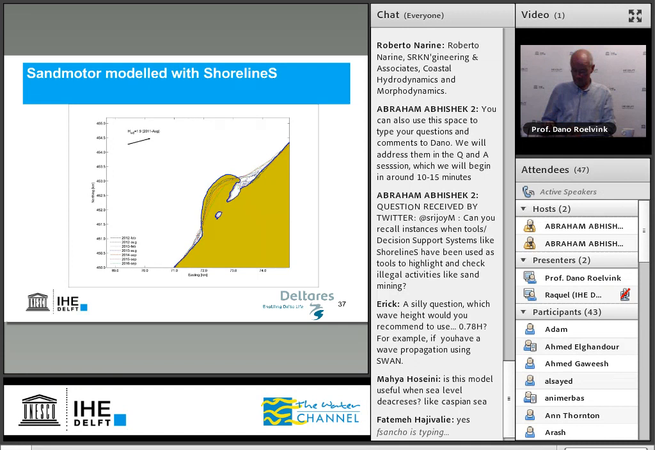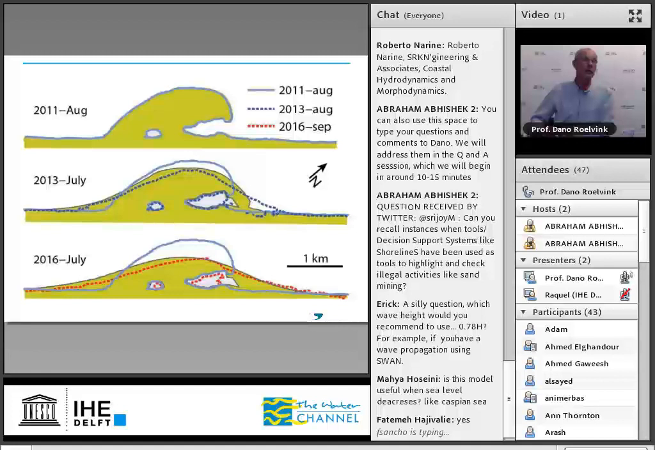Here you see how the model has done over the first 5 years of evolution of this system, and you see that it is able to simulate this growing of the spit towards the coast and then closing it off and evolving further.